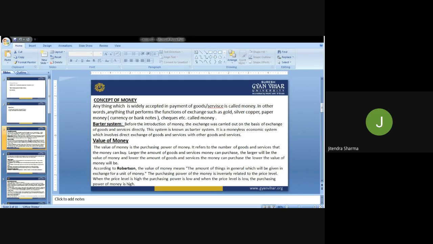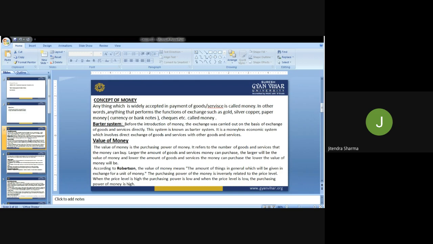It means here the transaction is not in the form of coins. You give them some product or some service, then they will give you something in the form of things or kind. So this kind of system is called a barter system. Before the introduction of money, the exchange was carried out on the basis of exchange of goods or services directly. This system is known as barter system.